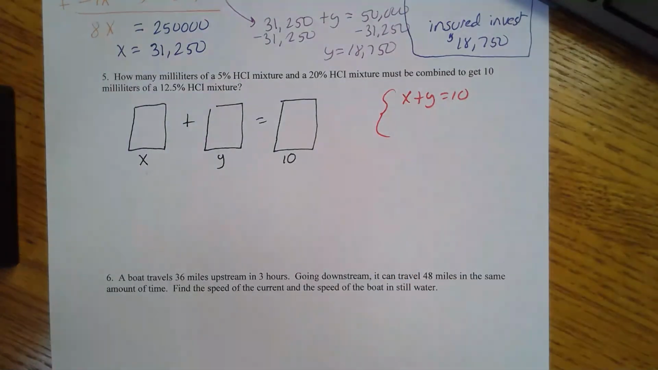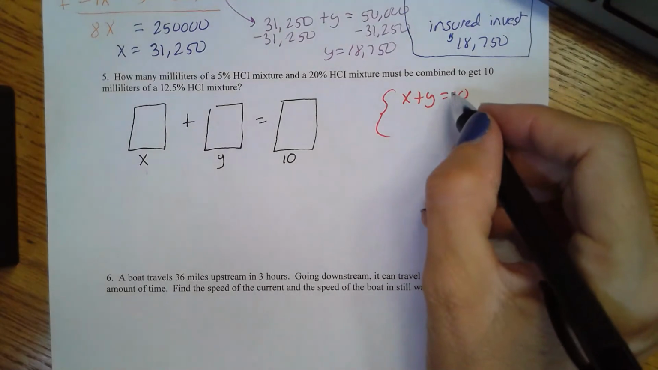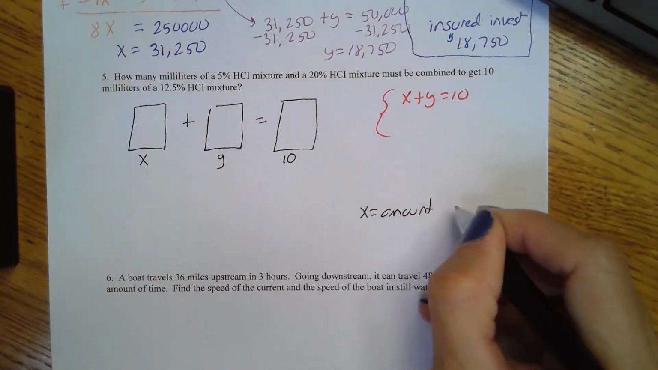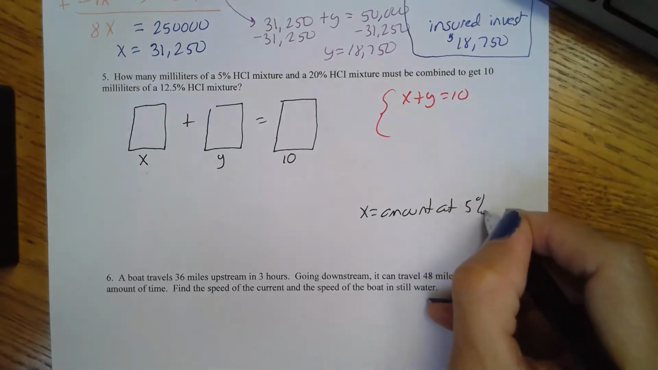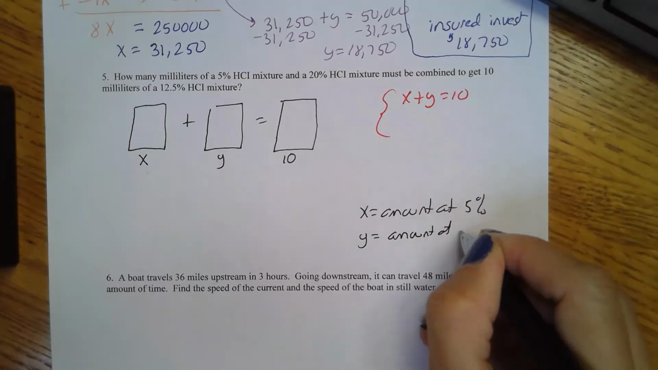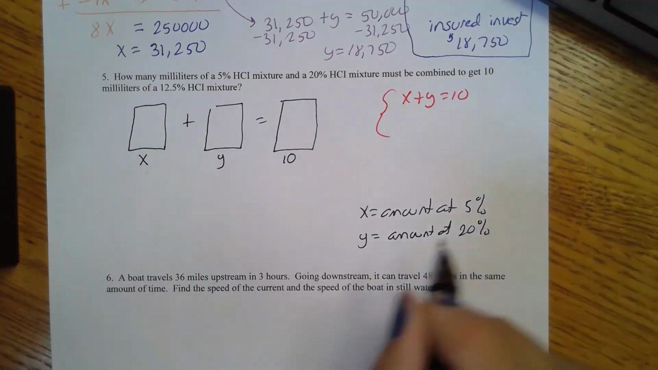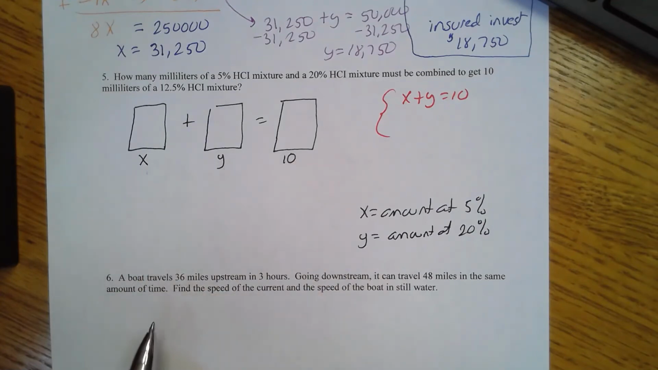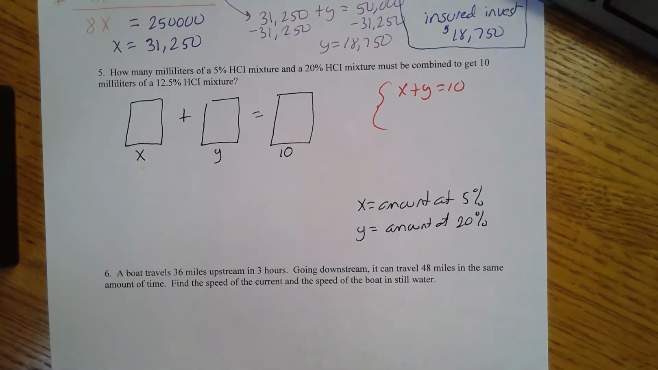Well, what are x and y representing? We're looking for the amount. So x is the amount at 5%, and y is going to be the amount at 20%. Again, this number moves around, so you might have x here, 10 here, and y over here. So don't try to memorize this problem because the variable does move around.